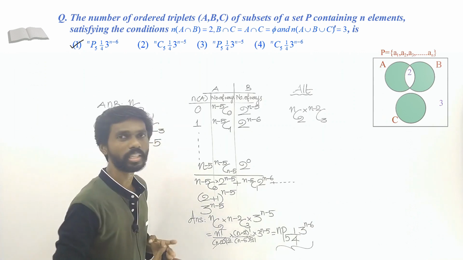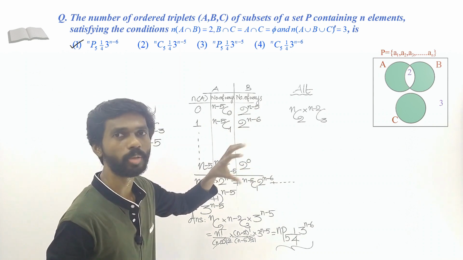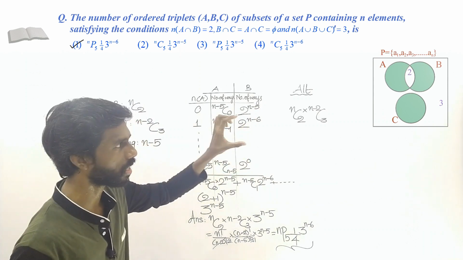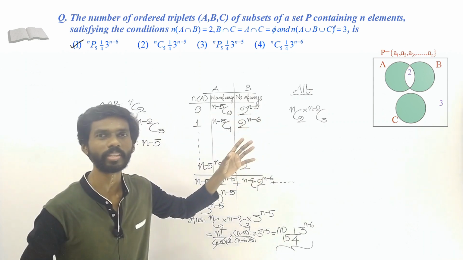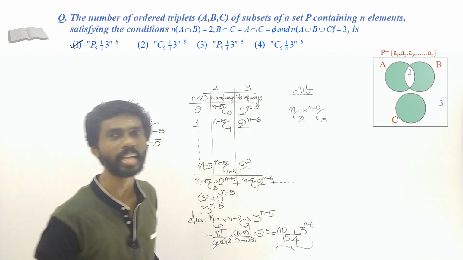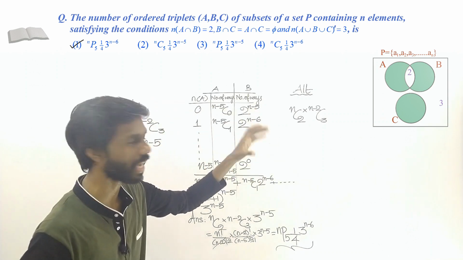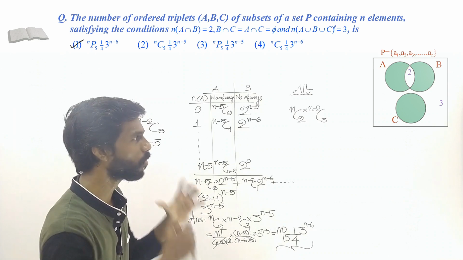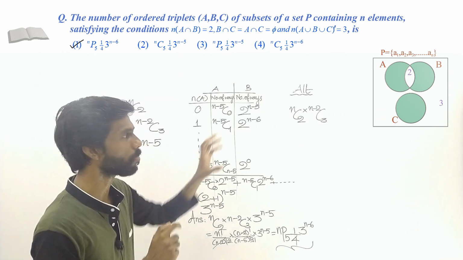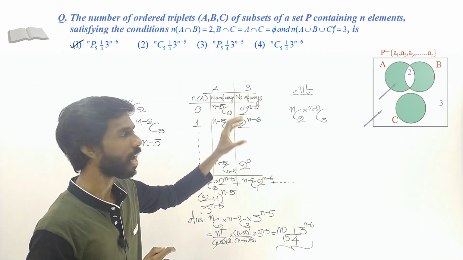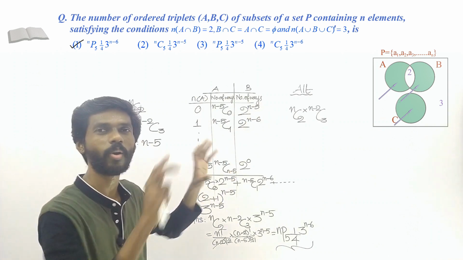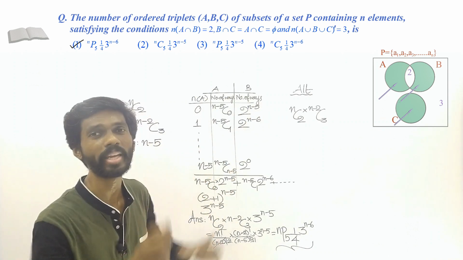So very simple. See, we have divided the whole part into many regions. Alright, but the intersection part is already filled with 2 elements, so we are not going to put any more elements in that intersection, and the outside part also has 3 elements, no more elements. So now we are left with just 3 regions: the part that contains only A, only B, and only C. These are the only 3 regions available for the remaining n minus 5 elements.